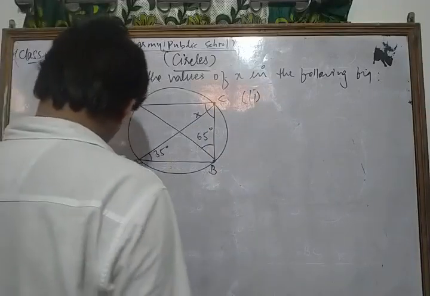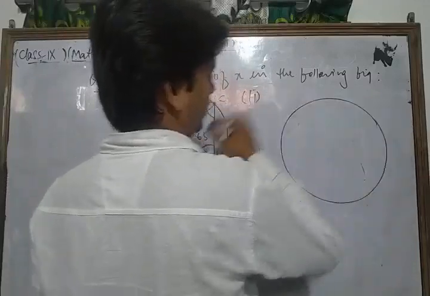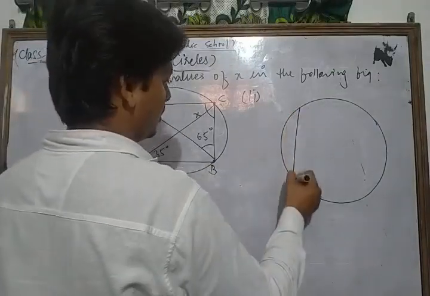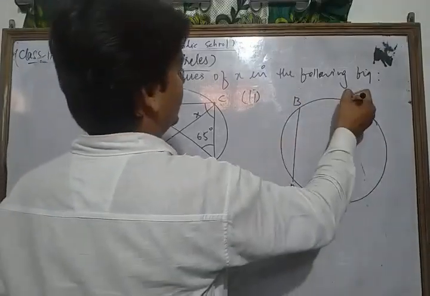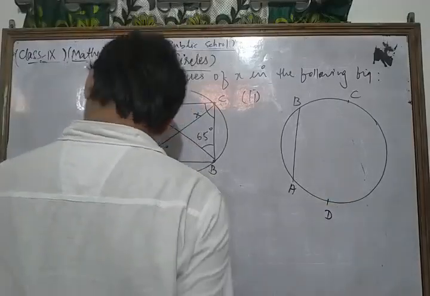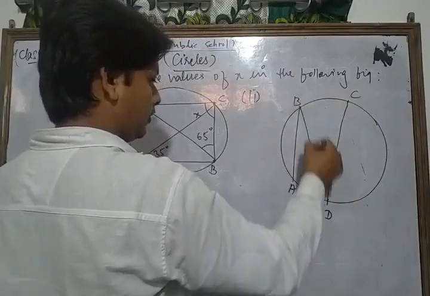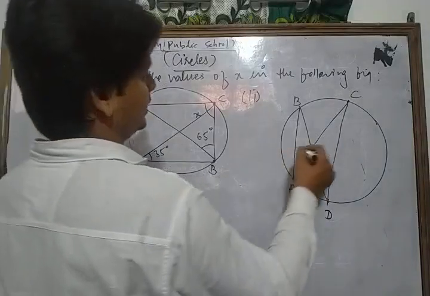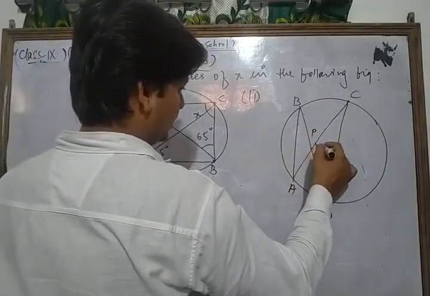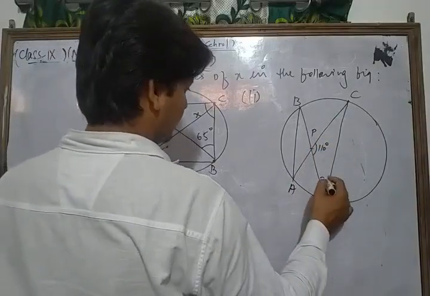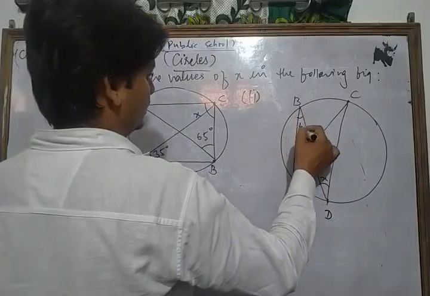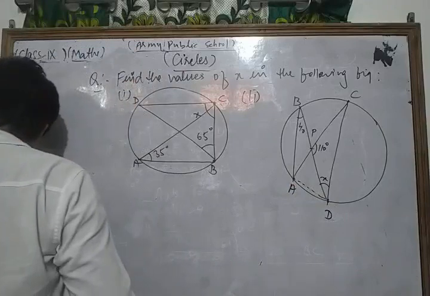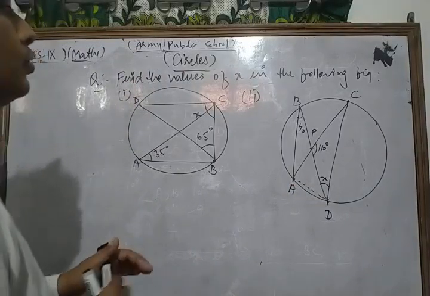The second figure is also a circle. Here A, B, this is C, this is D. We join BD and AC, which intersect each other at point P. This is 110 degrees, this is x, and these are 40 degrees and 40 degrees. So this is the question.